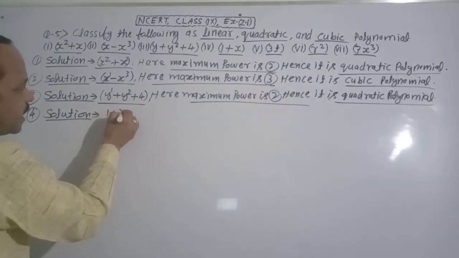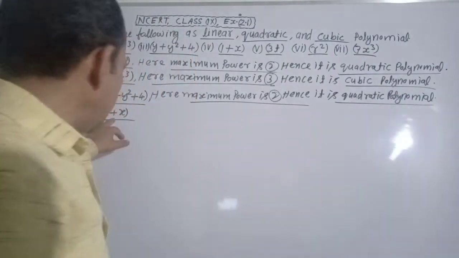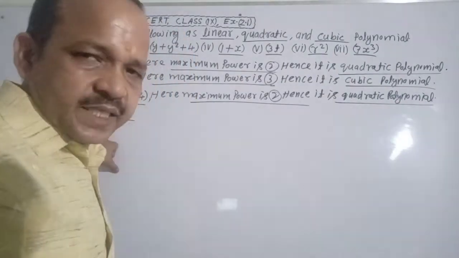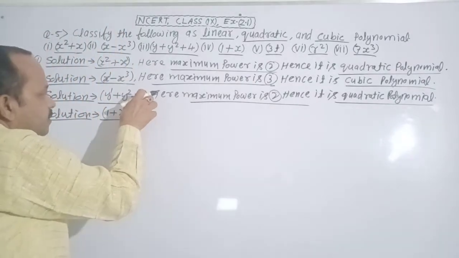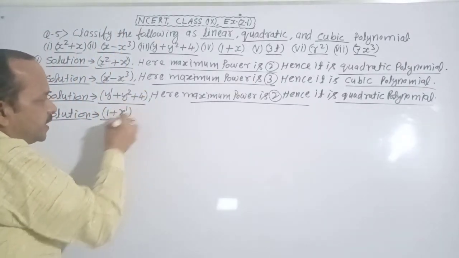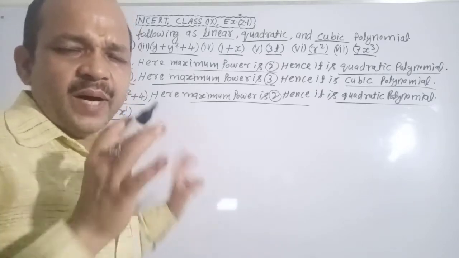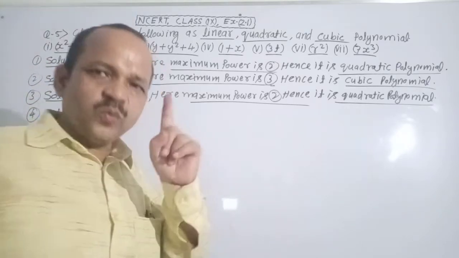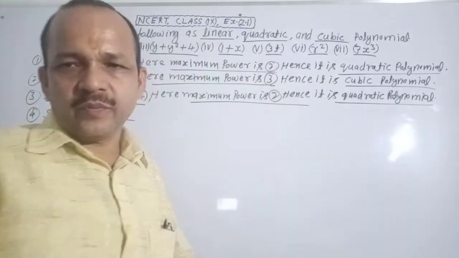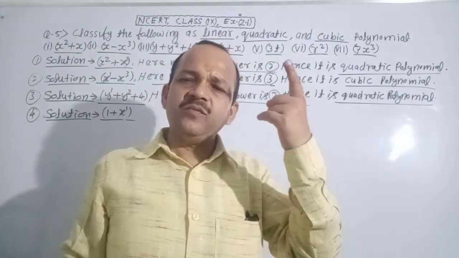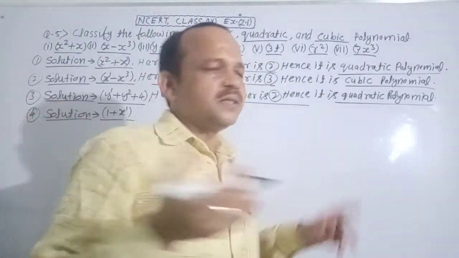One plus x is your question. Here plus is the operation, 1 is a constant, x is the variable. Here the power is 1. Here the power is 1. The maximum power of the variable is 1. Hence it is a linear polynomial. According to the rule, a polynomial having degree 1 is called a linear polynomial. Clear?